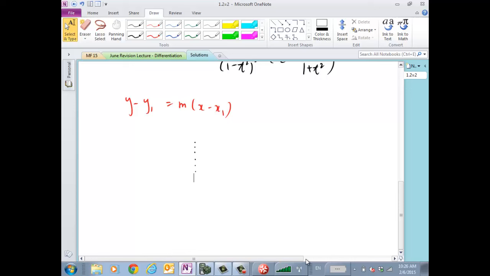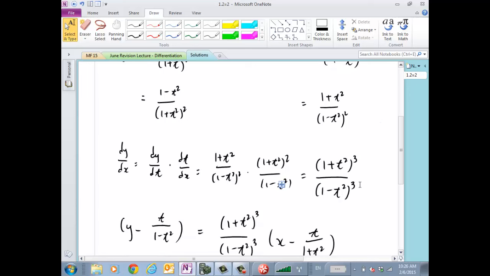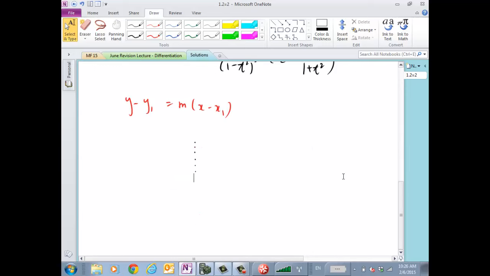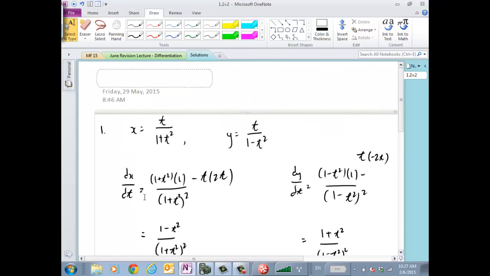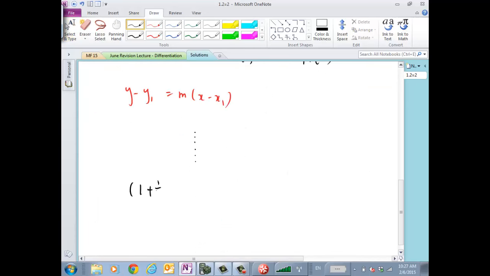And the question later says, find the gradient of the tangent to the curve at t equals 1 over square root 2. So basically, this question is to sub 1 over square root 2 into dy/dx. If you do the substitution, let's do it. I just do a bit of the substitution for you. This is 1 plus t squared, so 1 plus half cube over 1 minus half cube. If you do the working out, you should get 27 as the answer.